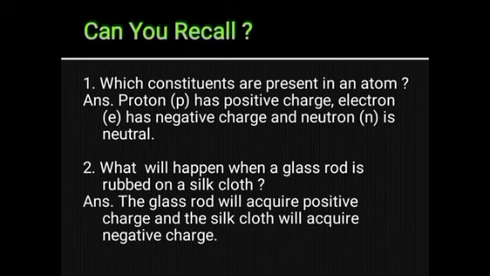Second, what will happen when a glass rod is rubbed on a silk cloth? Answer, the glass rod will acquire positive charge and the silk cloth will acquire negative charge. So there is a cloth and a rod, both charges are produced, and the glass rod acquires positive charge while the cloth acquires negative charge.